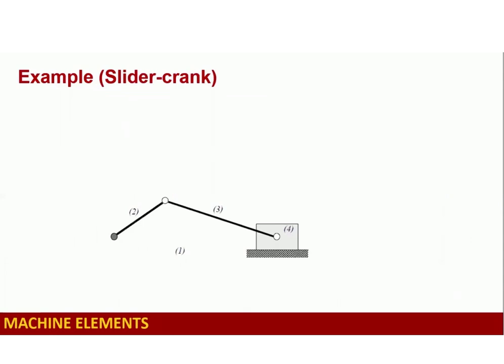So let's move forward to a slider crank mechanism. A slider crank mechanism has a slider. This slider slides along the horizontal. This portion here is the fixed ground. We call it link 1. The other links are 2, 3, and the connection between the slider and link 3, which is our joint or link number 4.